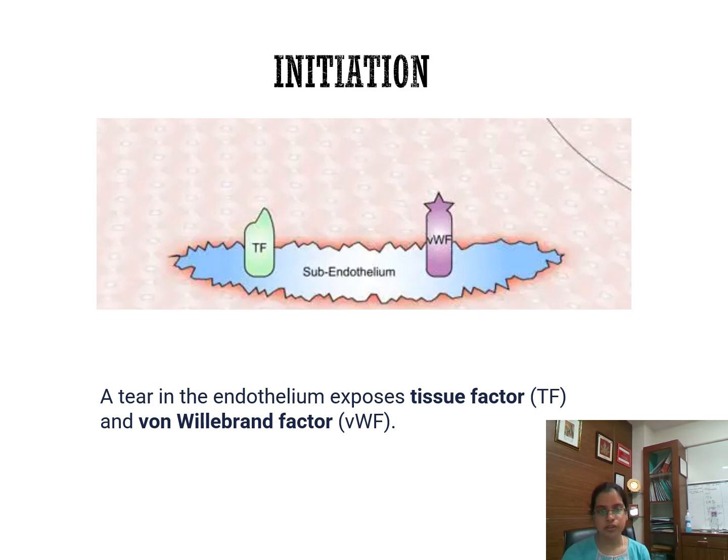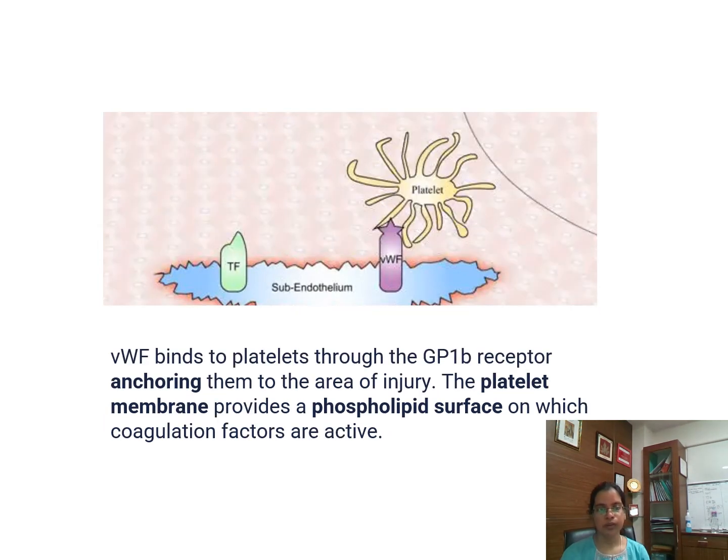So first, initiation. We know that whenever there is a tissue injury, the subendothelium will get exposed. This tear in the subendothelium will expose the tissue factor and the von Willebrand factor. Now, this von Willebrand factor, we know it will bind to platelet through GP1B receptor. Now this is the platelet membrane which will provide a phospholipid surface on which the coagulation factors are active.